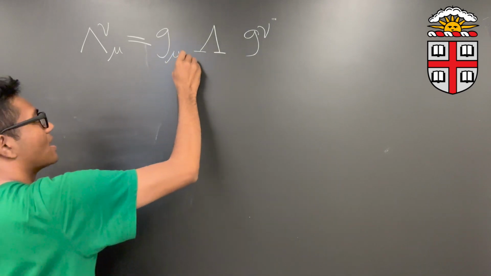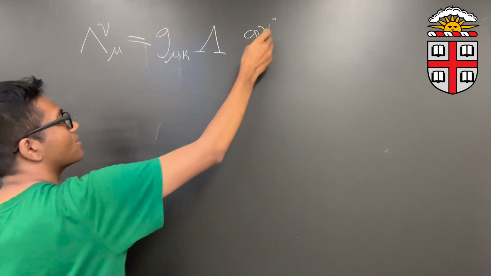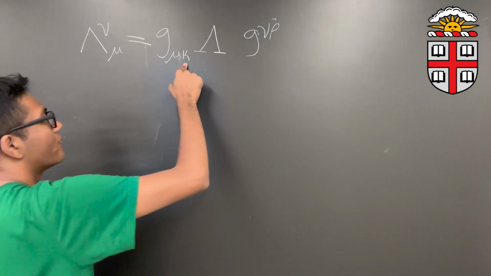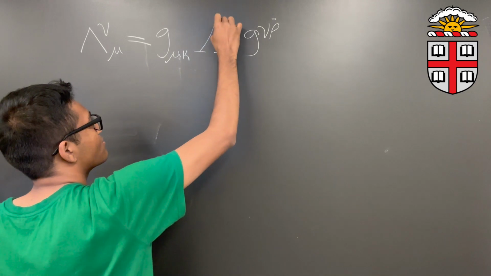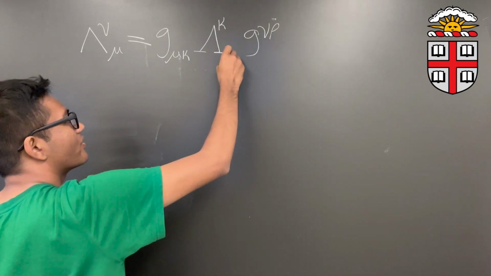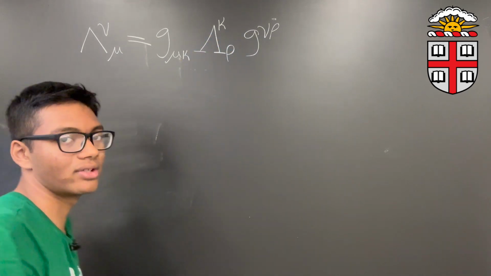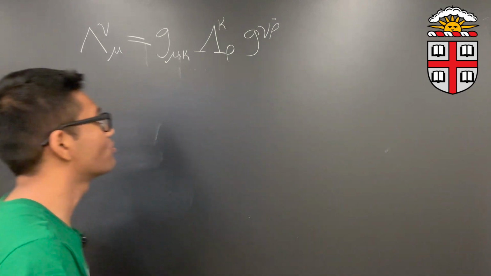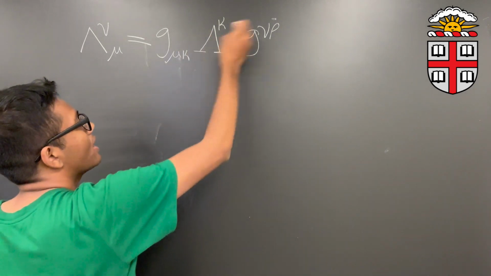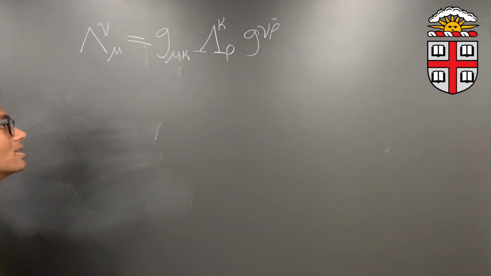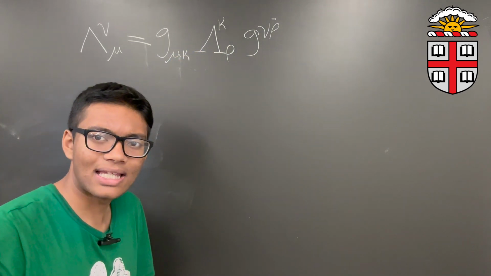Now I've got to put some dummy indices. Let's put k, rho. If this k is a covariant here, it needs to be summed over, so it's going to be a contravariant here. And this rho is a contravariant here, so it's going to be a covariant over there. So k and rho are just dummy indices that are being summed over, and mu and nu are the indices that are left over after they're summed over. So how does this make any sense?